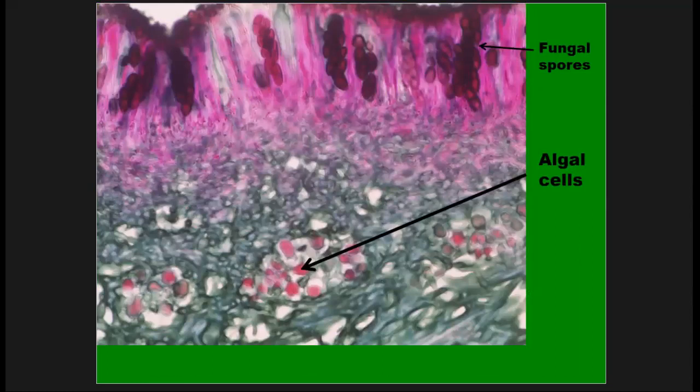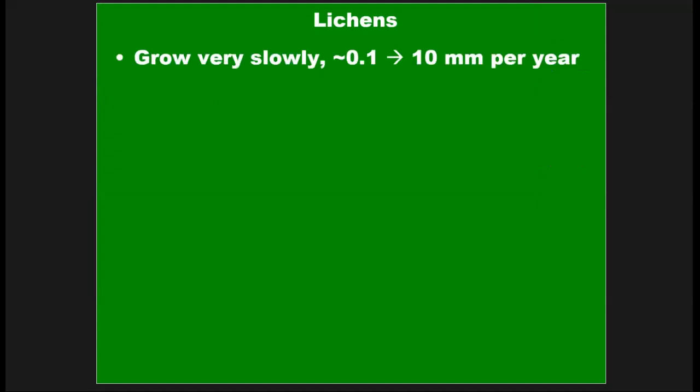Okay, so lichens, this relationship is really interesting because it's a win-win relationship, and they don't have true roots, so they can just attach to pretty much any surface. They don't rely on soil and soil water in order to survive. They can survive in all kinds of different habitats, and the trade-off is that they tend to grow very slowly, only about 0.1 to 10 millimeters per year.